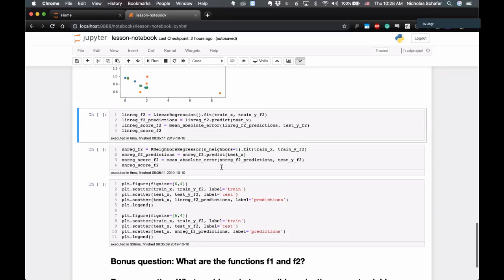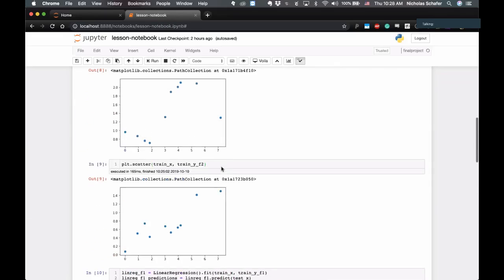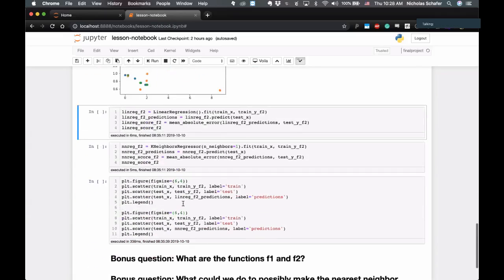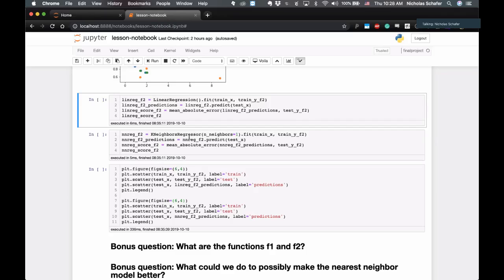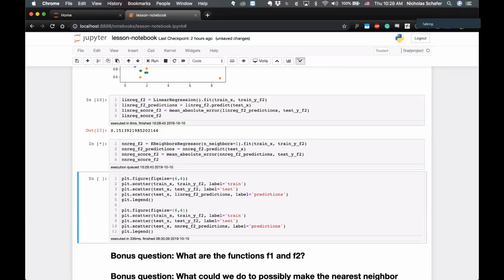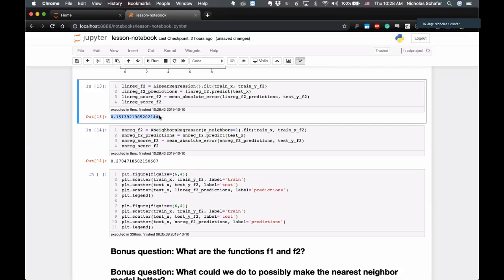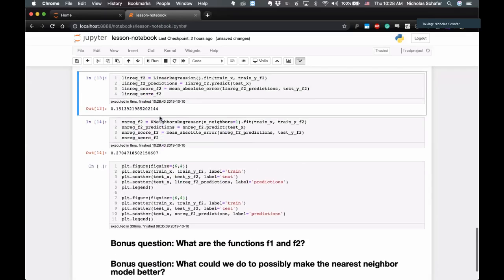Okay. So now we're going to start working with this second data set here, F2, and we're just going to do the same thing. So in this case, it does indeed look like the linear regression has a lower mean absolute error. So choosing linear regression in that case seemed like a good idea.